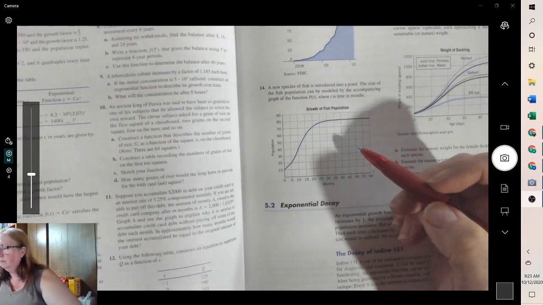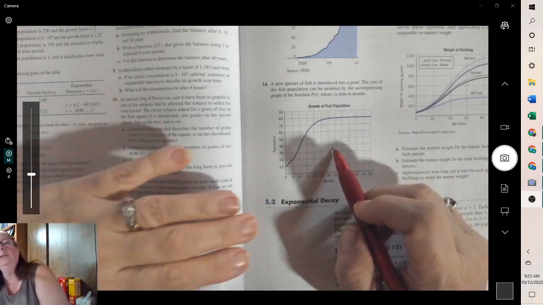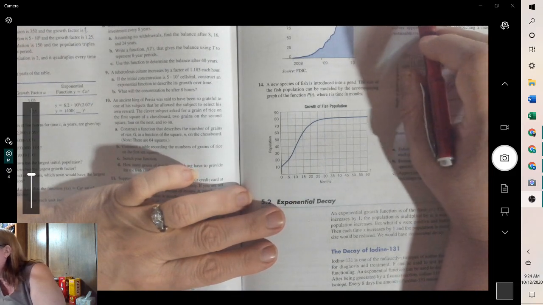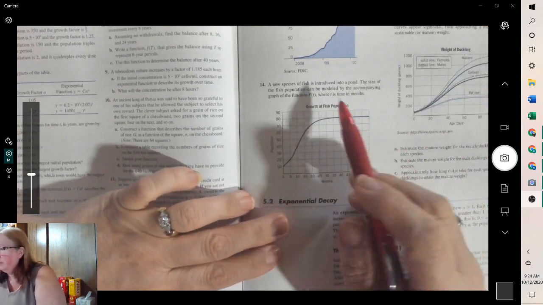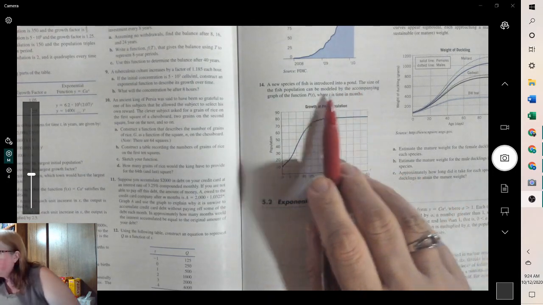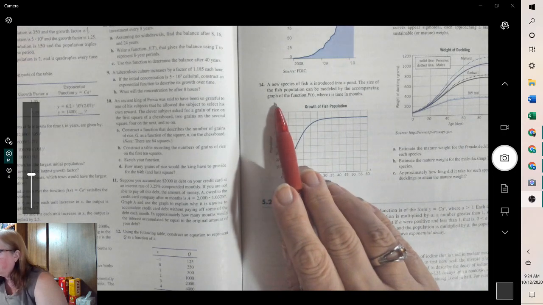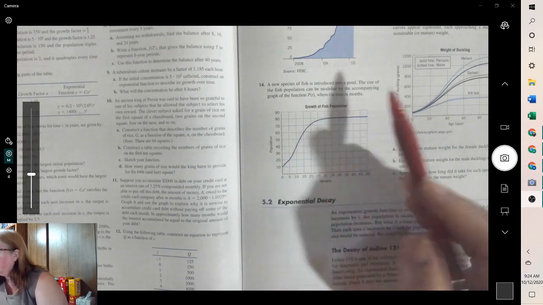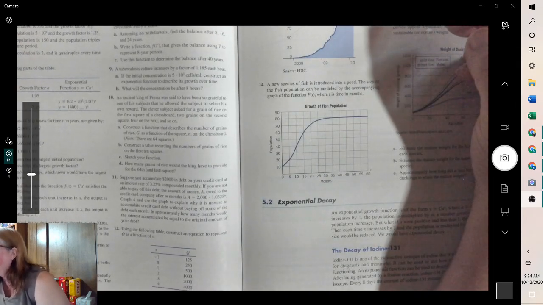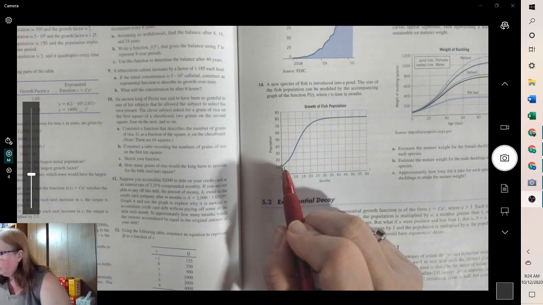This graph. So we're using this graph and they're asking us some questions, but the questions are over here. What is the initial population of fish? So this is a new species of fish introduced into a pond. The size of the fish population can be modeled by the accompanying graph and P of t, where t is time in months. So this is months. What is the initial population? Initial is at time 0, so it's 10.